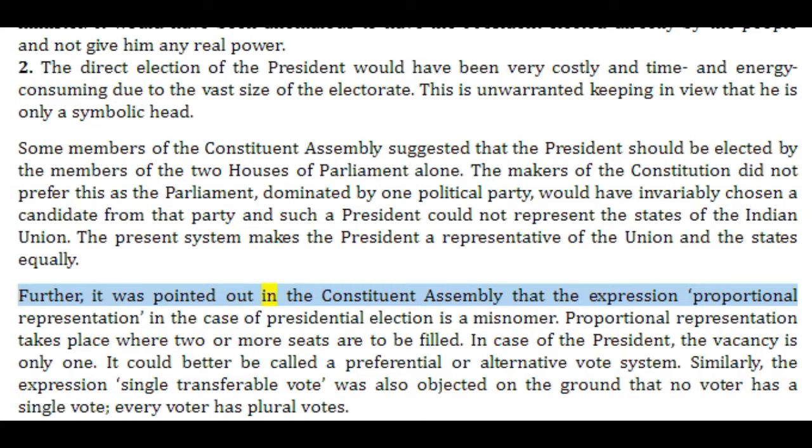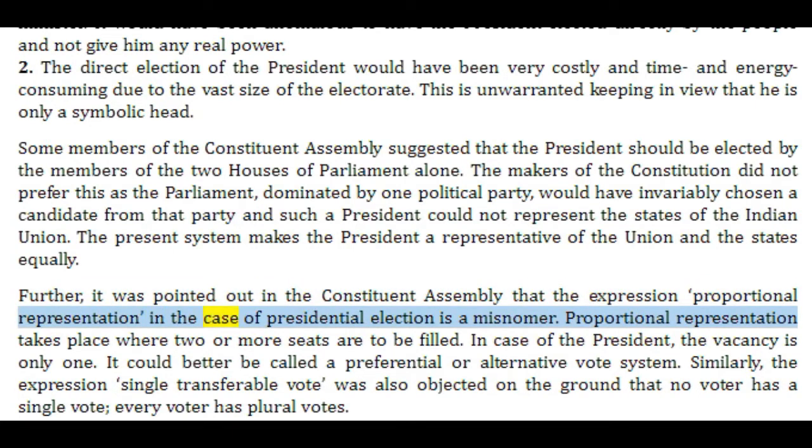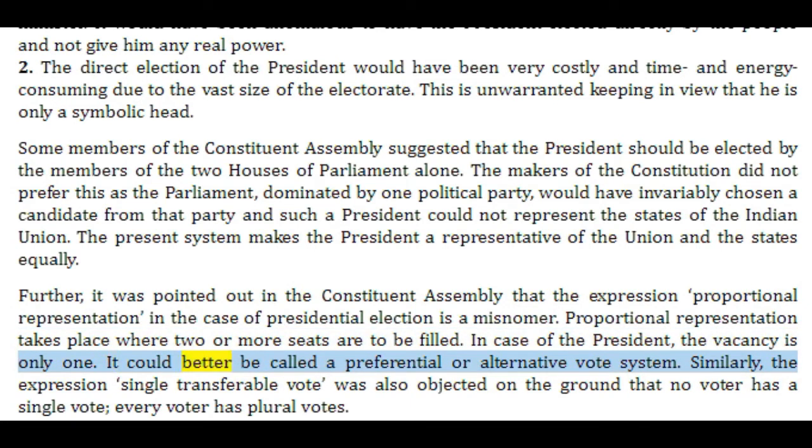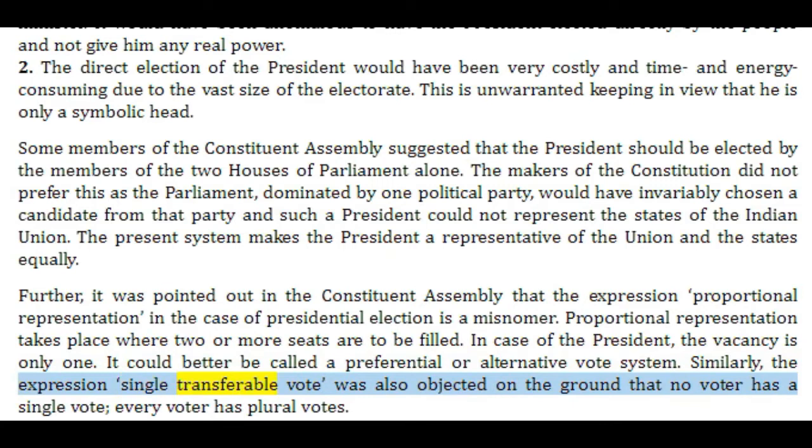Further, it was pointed out in the Constituent Assembly that the expression proportional representation in the case of presidential election is a misnomer. Proportional representation takes place where two or more seats are to be filled. In case of the president, the vacancy is only one. It could better be called a preferential or alternative vote system. Similarly, the expression single transferable vote was also objected to on the ground that no voter has a single vote. Every voter has plural votes.